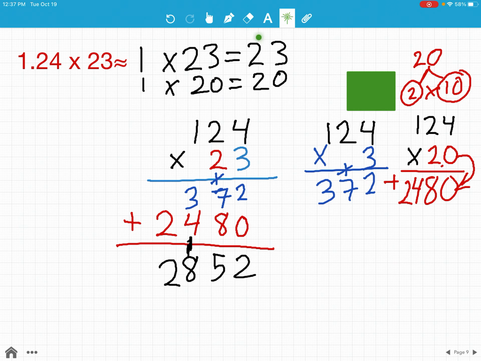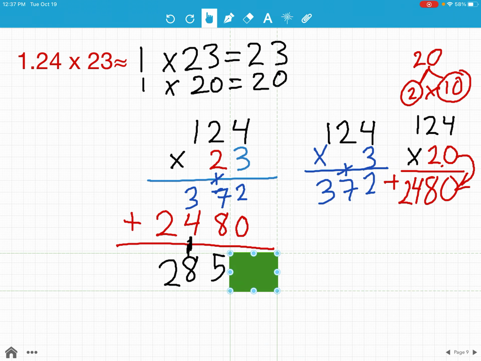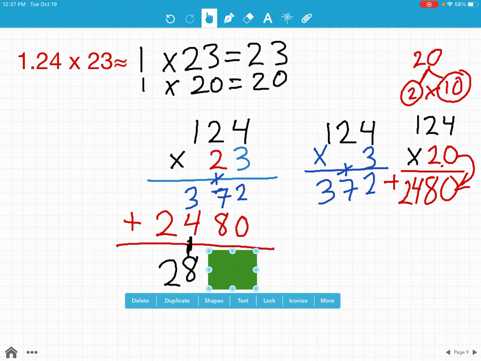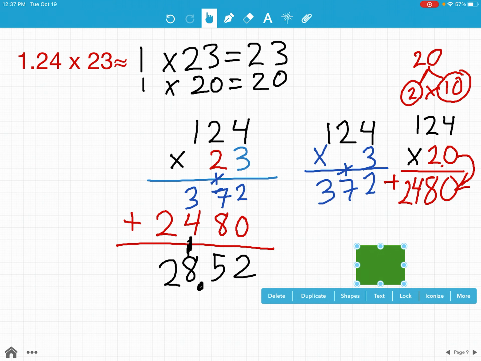So we remember that our estimation was 23. So if we take one of these away, we would have 285. That's really far away from 23. If we take these two digits away, we have 28. Now 28 is close to 23. So we know our decimal goes here. So our final answer is 28 and 52 hundredths.